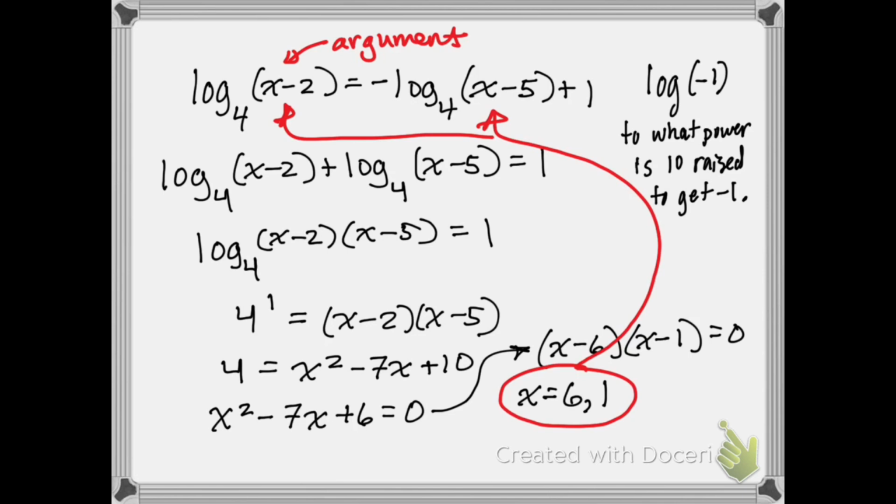Now, going back to our case here, you see that when I plug in the 1 here, I get 1 minus 5 is negative 4. So that solution is no good. I'm going to drop that. Now, if I try the 6 here, I'm going to have 6 minus 5 is 1. And if I try the 6 here, I'm going to have 6 minus 2 is 4.